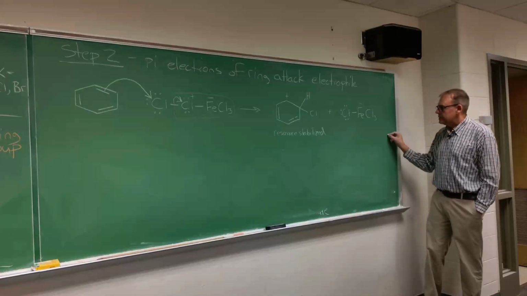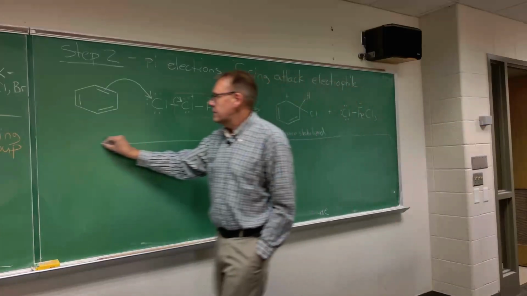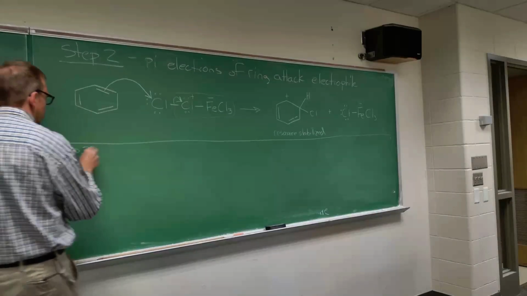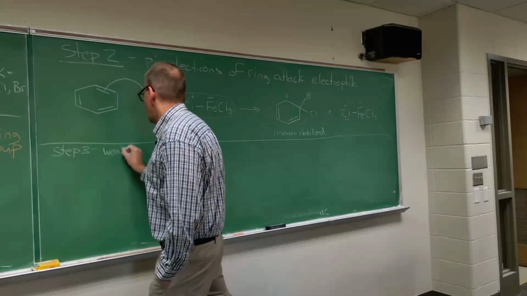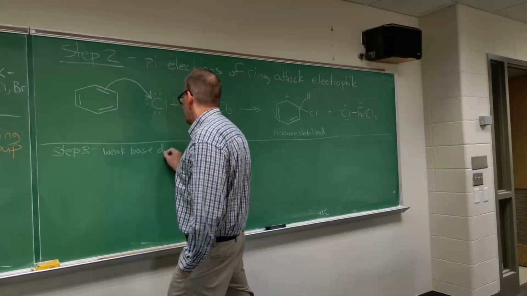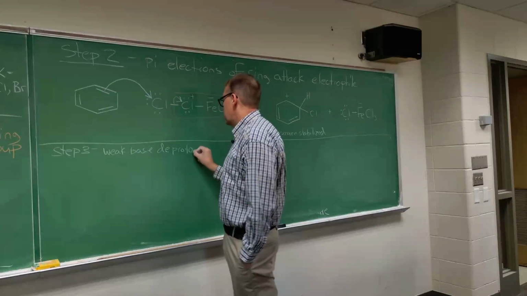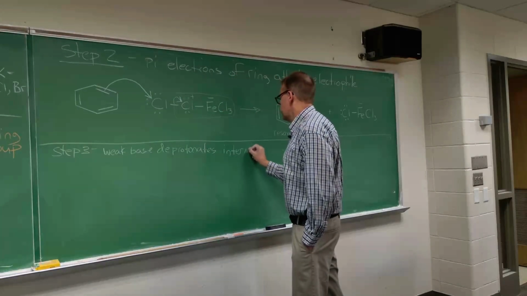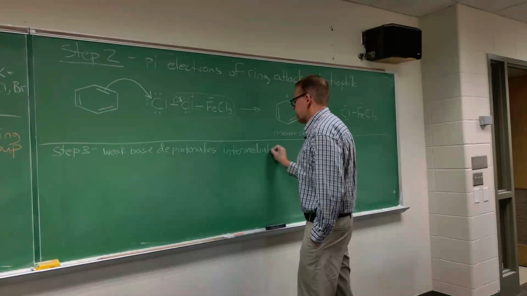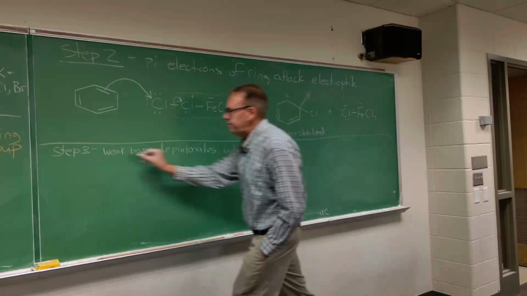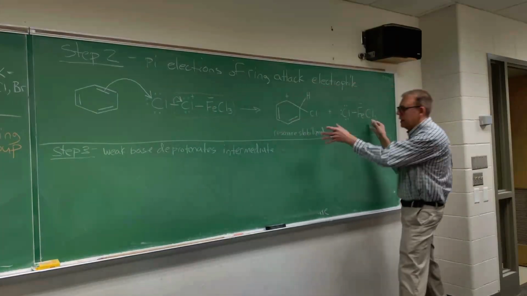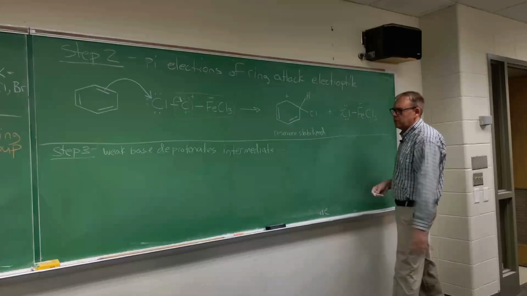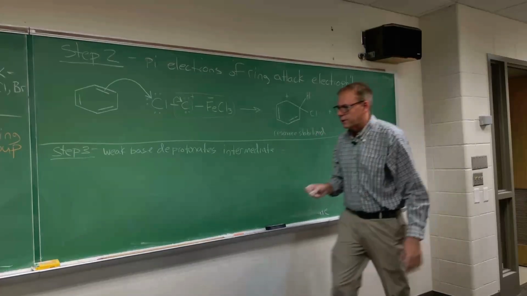And then the last step is what happens next: a weak base deprotonates the intermediate. So this is step 3. Weak base deprotonates, takes a proton off that intermediate. So I'm just going to take these structures and recopy them down here. I could run a scheme just down this way, but I just feel like redrawing these for clarity.